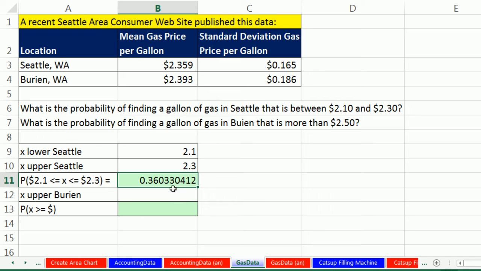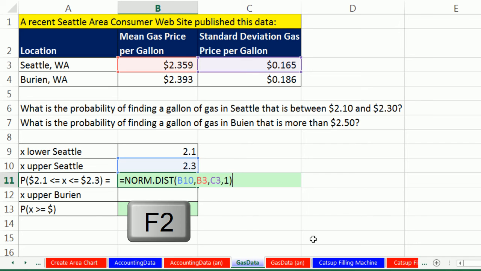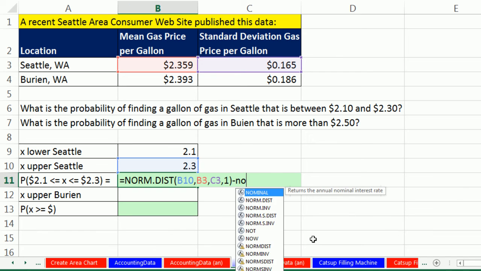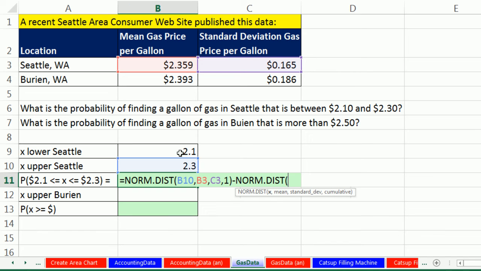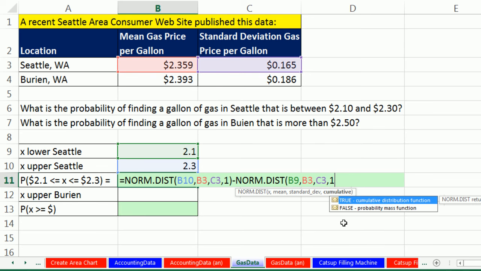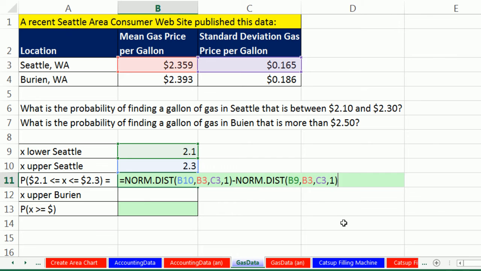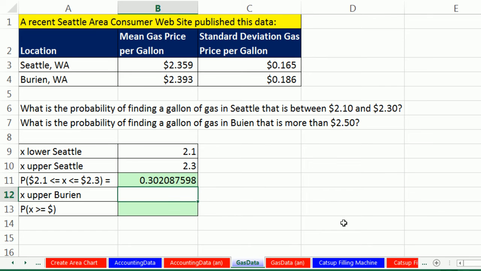So there's a 36% chance that I would find something for $2.30 or less. F2 minus, and we'll do our NORM.DIST, our lower x, and then our mean for Seattle, our standard deviation for Seattle, and comma 1 for cumulative. Enter. So the probability that we could find a price between $2.10 and $2.30 is about 30%.